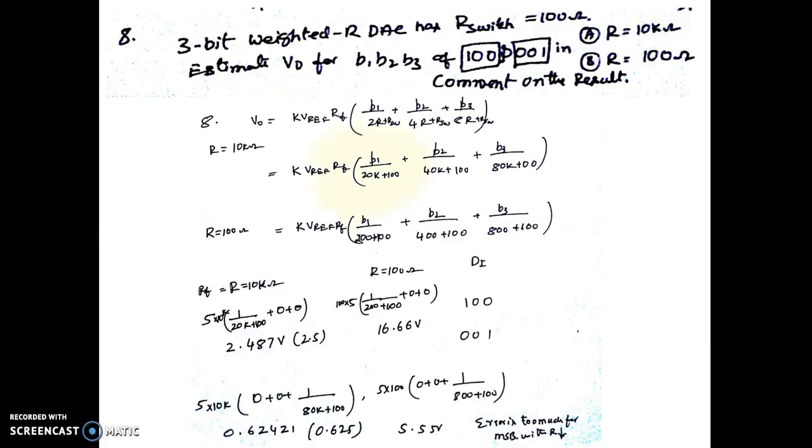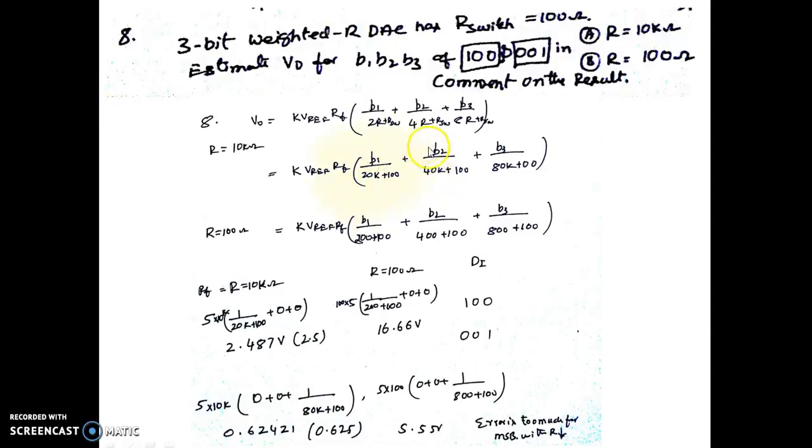We have to know that this output voltage is given by K into V reference RF divided by B1 by 2R in general, B2 by 4R plus B3 by 8R. Since a switch is included for all the resistors, we write 2R plus R switch, 4R plus R switch, and 8R plus R switch. For the first case, since the value of R is given as 10 kilo ohms, it is K into V reference into RF divided by B1 by, so 2R happens to be 2 into 10K, which is 20K plus 100 ohm.